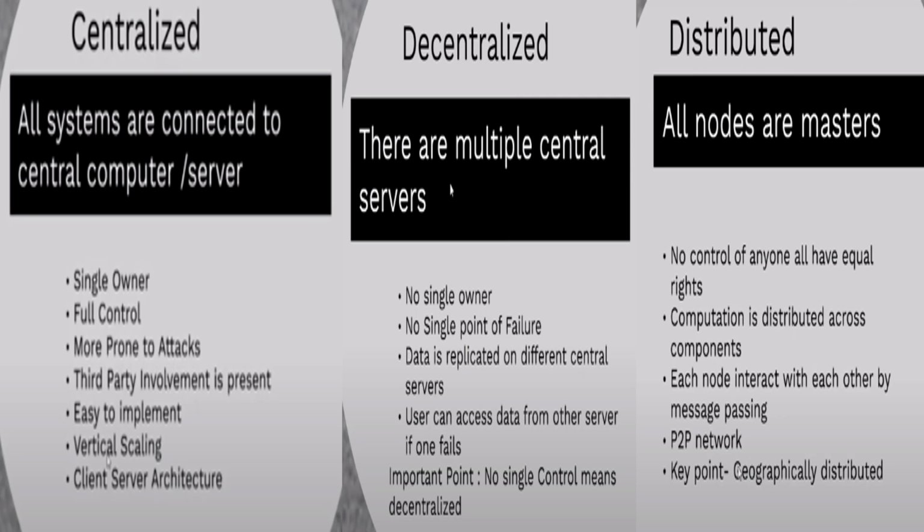And next is distributed. Here all nodes are masters, so there is no control by anyone, and all have equal rights. The computation is distributed across the components, and each node interacts with the others by message passing. As I told you, it is a peer-to-peer network, and it is geographically distributed. The geographical location may vary: one server is at one place and another node is at another place, so more than one geographical location is involved in distributed computing.